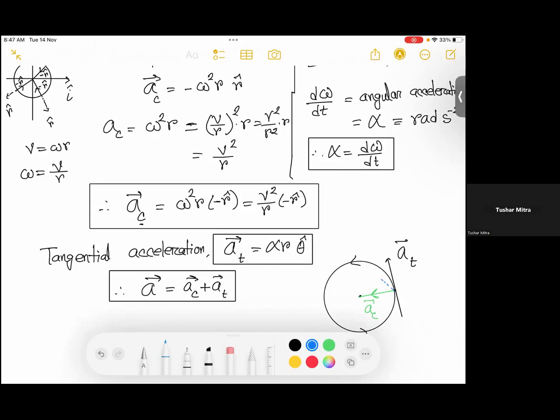All we know is there is one acceleration which is towards the center of the circle, and there is another acceleration which is tangent to the trajectory. Is there any question up to this part? No, sir. Everyone okay with this? Yes, sir.